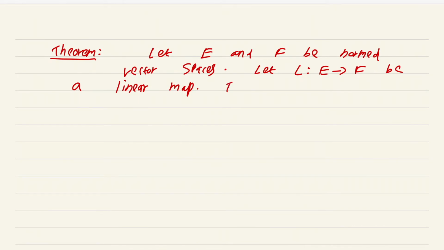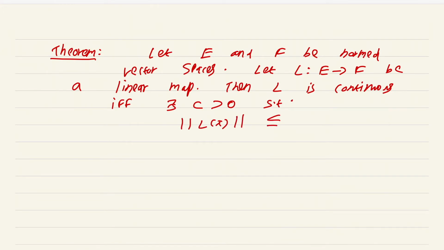However, the condition for L being continuous is rather simple. Then L is continuous if and only if there exists C greater than 0 such that norm L of x is less than or equal to C times norm x. Again, I am committing an abuse of notation by using the same notation for the norm in both the domain as well as the codomain. This is a common abuse of notation. If you are not satisfied with this, you can put a subscript E here and the subscript F here and a subscript E here if you want, but that is just too much notational overburden.